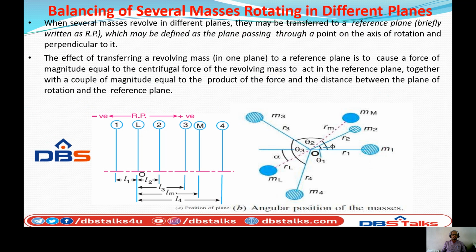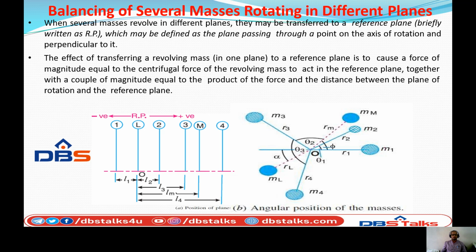Then coming to the next content, the balancing of several masses rotating in different planes. When several masses are revolving in different planes, they may be transferred to a reference plane, briefly represented as RP. So when several masses are revolving in different planes, they have to be transformed to a single plane, that is called a reference plane.